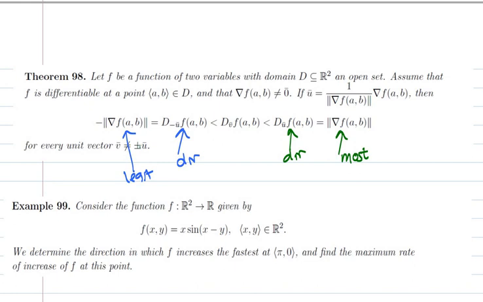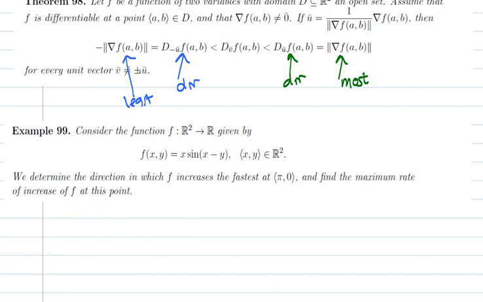Here we have a function of two variables, x times sine of (x minus y). Let's read the question. We want to determine the direction in which f increases the fastest. This is clearly a directional derivative at the point (pi, 0). And find the maximum rate of increase of f at the point (a, b). All right, now let's first establish again that all the directional derivatives exist. This is important.